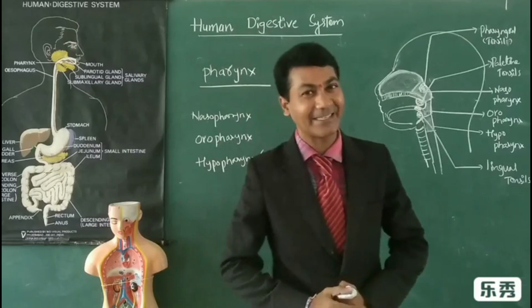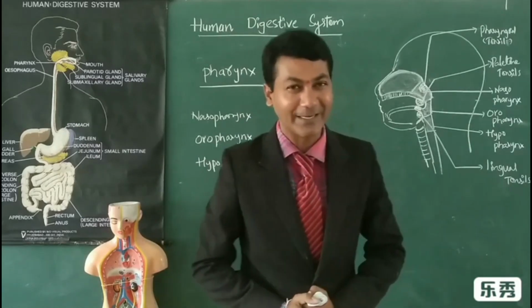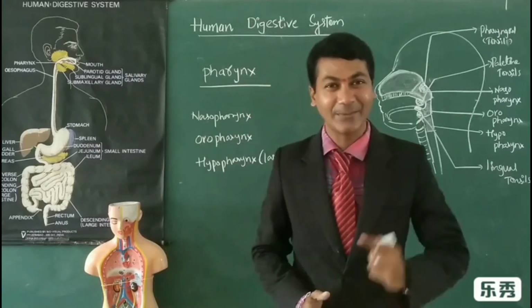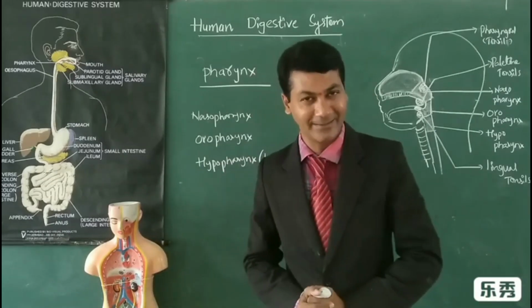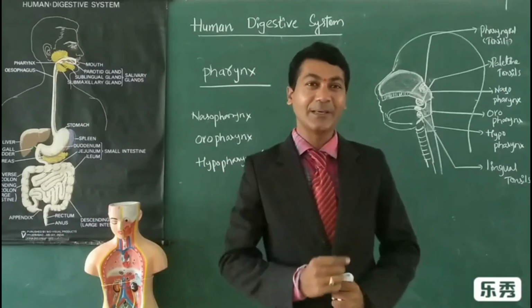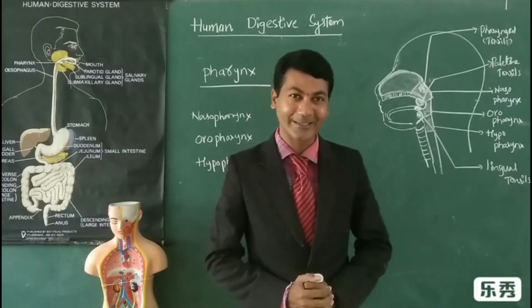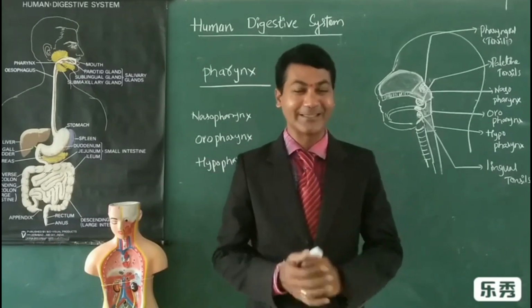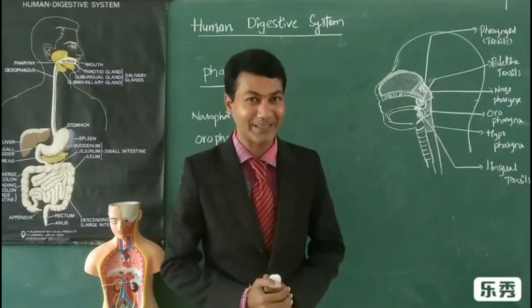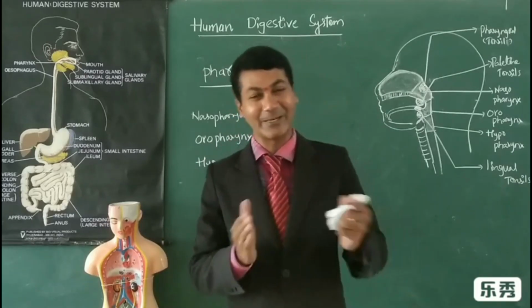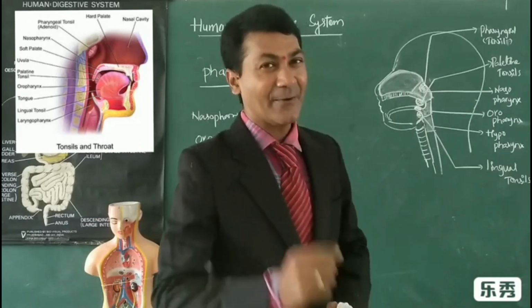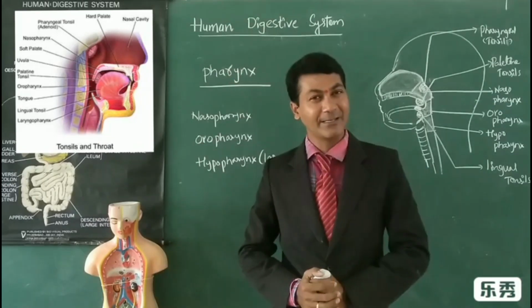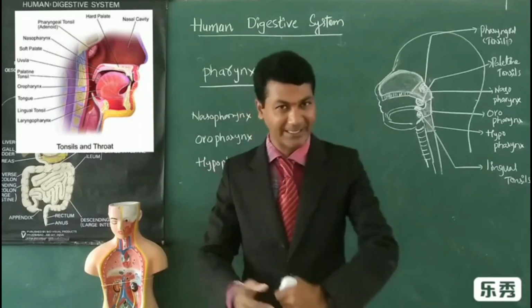Before starting this session, I want to ask you a question. My dear students, digestive system and respiratory system, these both systems are very closely associated, right? Now tell me, which is the organ which is present in both systems, which is a common chamber in both digestive and respiratory system? Yes, you are right. The answer is pharynx. Pharynx is a common chamber between digestive and respiratory systems.